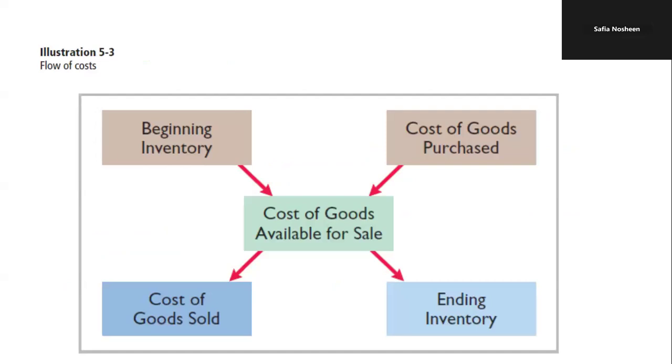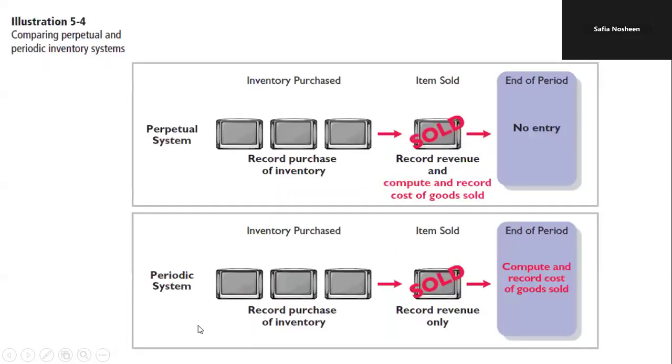So here is the process of how we determine the cost of goods sold. To form the cost of goods sold statement, we must have a beginning balance in the inventory account. To that, we add the goods purchased. This gives us the cost of goods available for sale. We then subtract the ending inventory value, and we are left with the cost of goods sold.